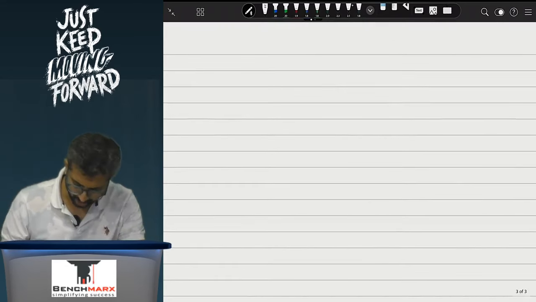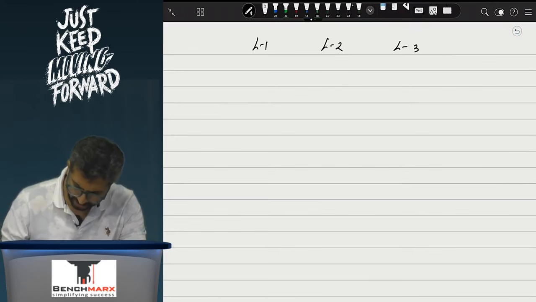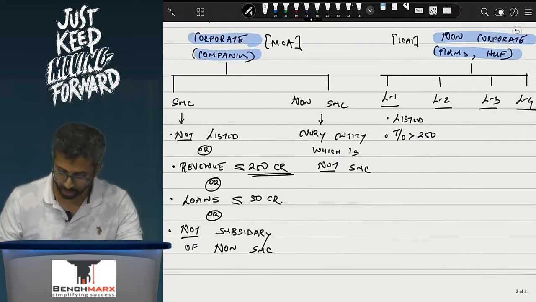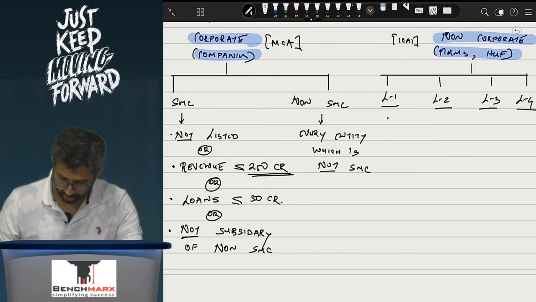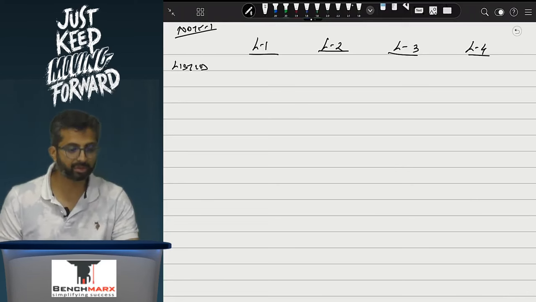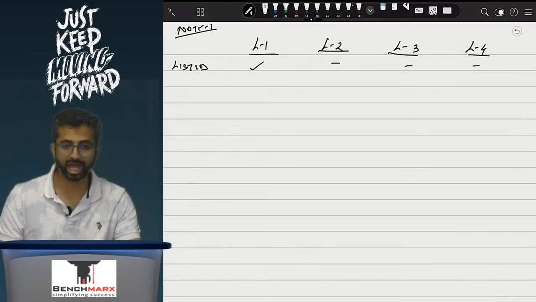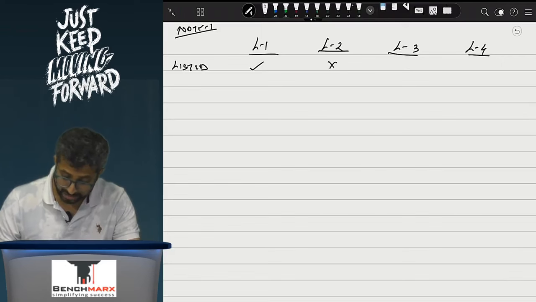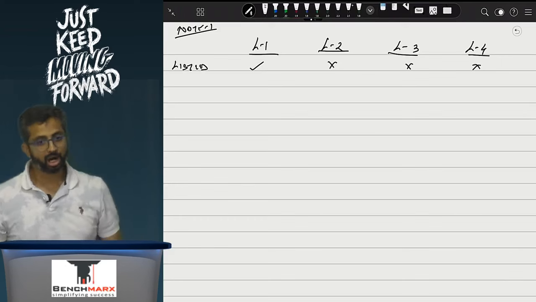Let me just make it over here, it's a little more space. Level 1, level 2, level 3, level 4. This is applicable for what? For corporate entities or non-corporate entities? Non-corporate. Let's say you have a note 1 over here and you summarize all of this in note 1. If it is listed, it is going to be which level? Level 1. Level 2, 3, 4 have to be unlisted. No matter how big or small you are, if you are listed, you will go into level 1. Are we clear with this?